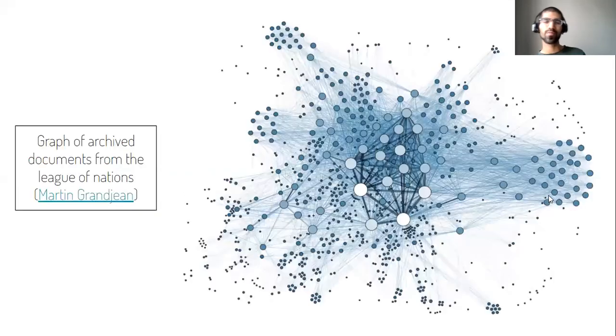Here's our first network. A network is a group of things. What particular things? The things are called nodes in general. The nodes are what you see as circles on this visual. And in this case, the circles represent thousands of archived documents from the League of Nations. This is the old version of the UN.